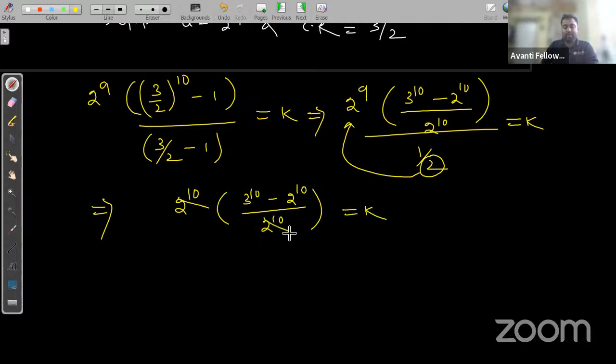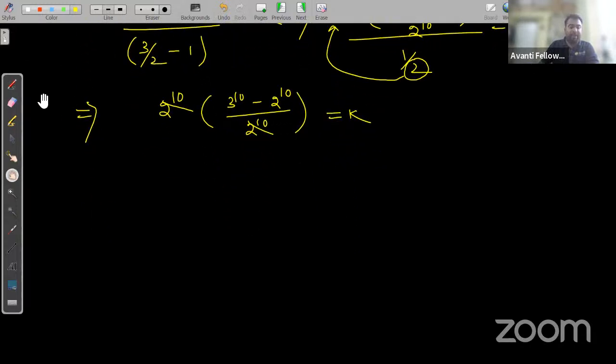So 2 raised to 10 will cancel out each other. And what do we have finally? I'm having finally 3 raised to 10 minus 2 raised to 10 is equal to k. So here we got the value of k, that is 3 raised to 10 minus 2 raised to 10. Is it or not? Okay.